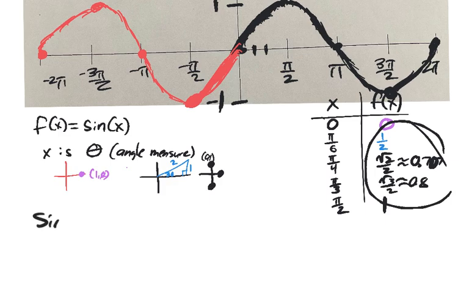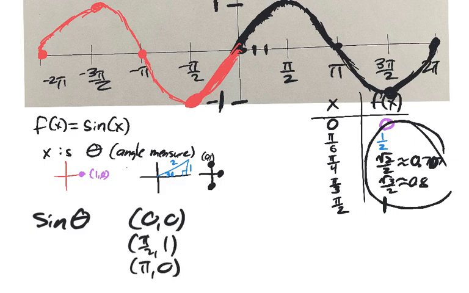So this is for sine of an angle theta. You need to know it goes through 0, 0, pi over 2, 1, pi 0, 3 pi over 2, negative 1, 2 pi 0. Again, I'm going to reference back to these as we keep building these graphs. These are the 5 critical points.